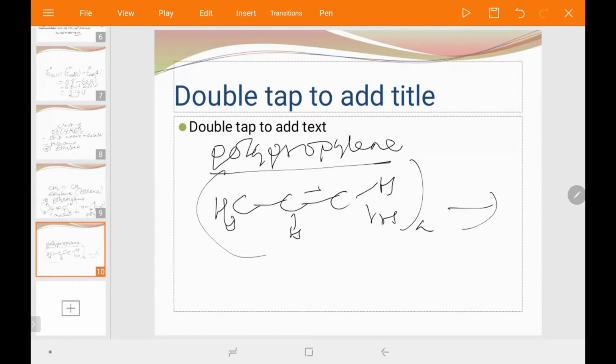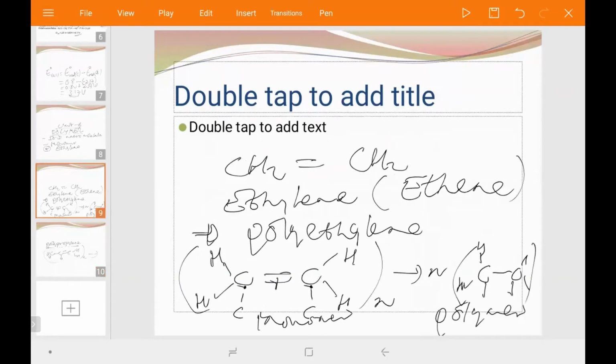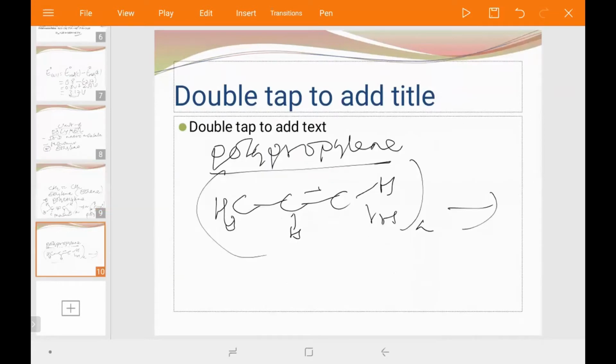In your textbook, there are examples of different macromolecules as polymers, which means polyethylene, polypropylene. N moles of this gives this polypropylene. Now, from this, what can you understand? Here we have 2 types of polymerization: addition polymerization and condensation polymerization.